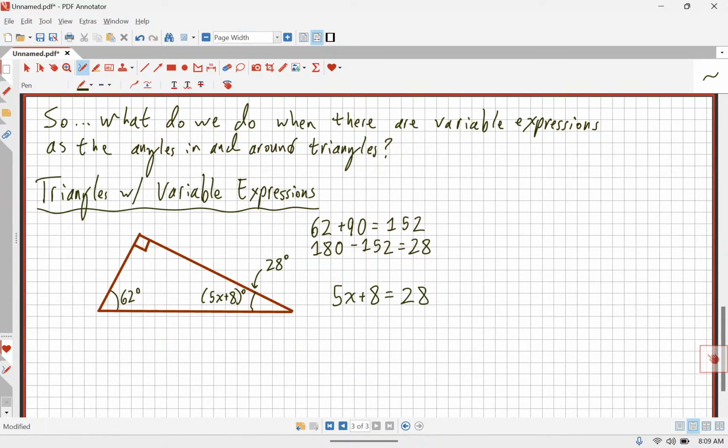Using opposites and balance, how can I solve this equation and find out what x is? Give it a shot, and here we go.